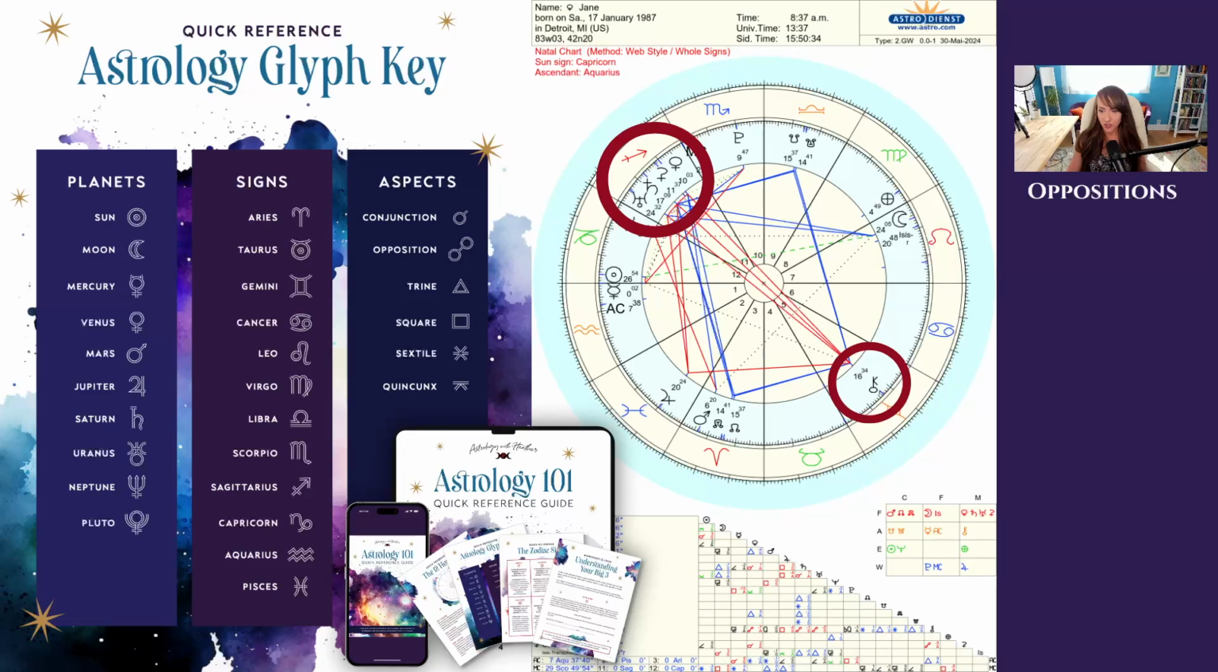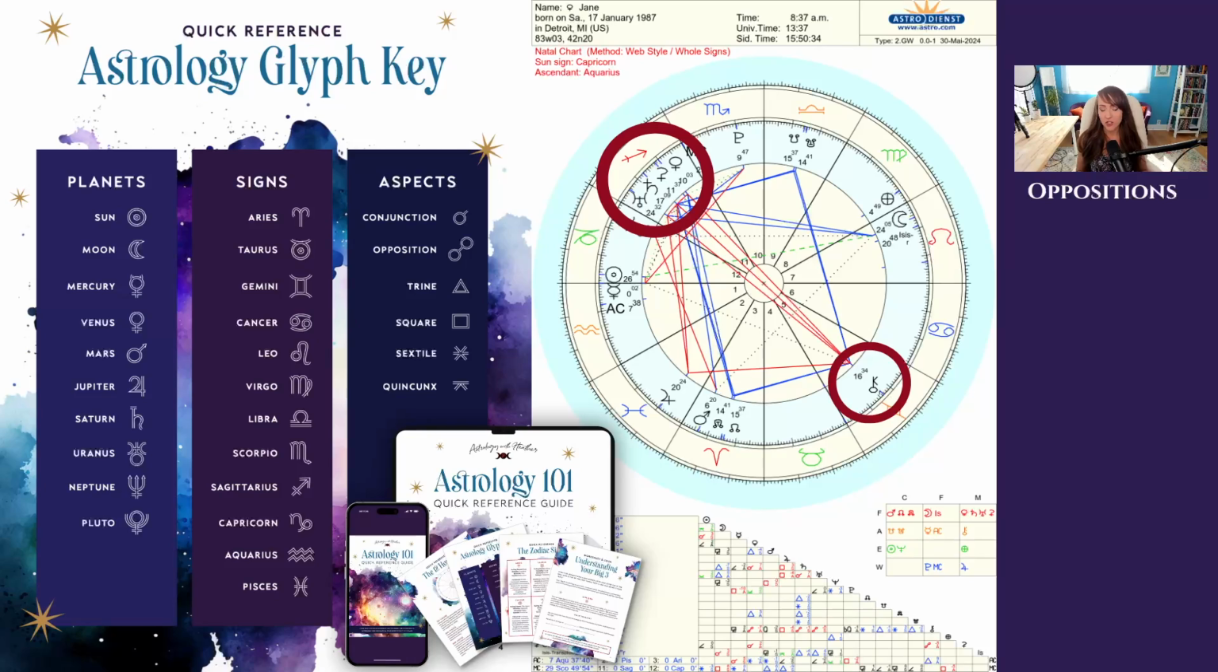Next, we have oppositions. Oppositions are a little bit more challenging, but they're considered to be more neutral than squares. Really, you have to understand the nature of the planetary energies and how they're interacting in order to understand the true nature of the opposition and whether it's going to be super difficult or whether it's going to be a little bit easier and cause less friction.